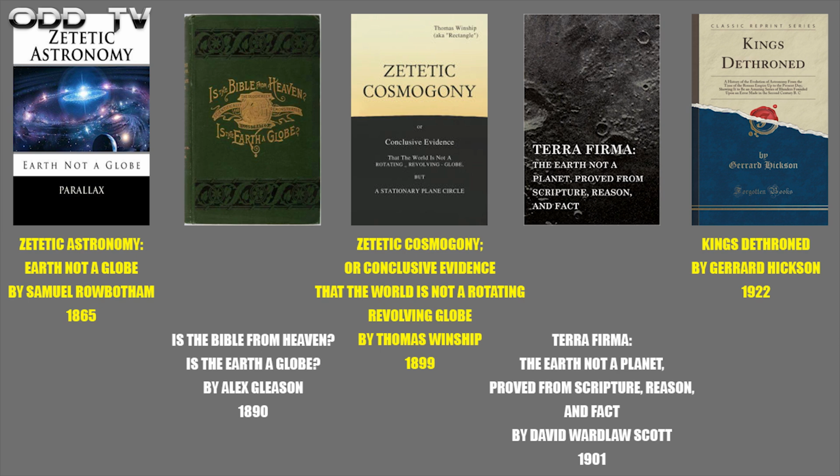We have Zetetic Astronomy from 1865, Is the Bible from Heaven? Is the Earth a Globe? from 1890, and that one was written by the guy who made the now famous Gleason's map, which is a flat Earth map. We have Zetetic Cosmogony from 1899, Terra Firma, Earth Not a Planet from 1901, and so on. If you go to the website archive.org, you can find all of these and many more to download for free.